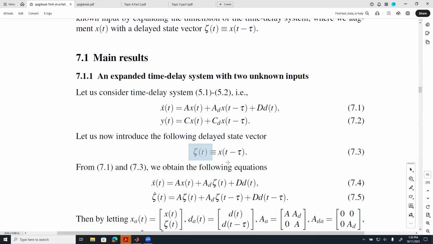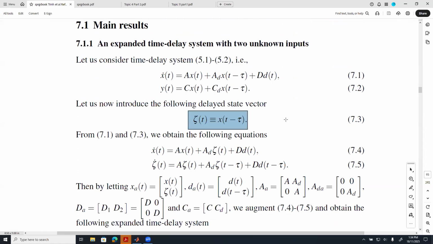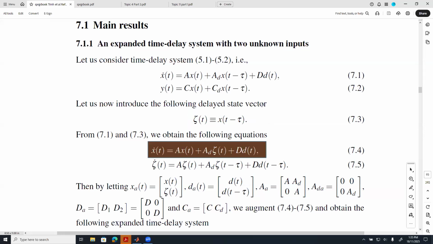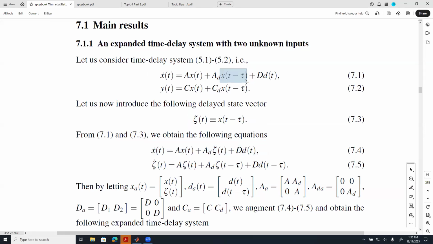So we introduce this delay stack vector, and then when we have this delay stack vector, we take the differentiation of it, and then we substitute this expression in. So where this time delay system, this equation, and this equation, we obtain two equations. The first one is we replace x(t minus tau) by this delay stack vector. And then the second equation is we take the differentiation of it. And so we obtained this equation.